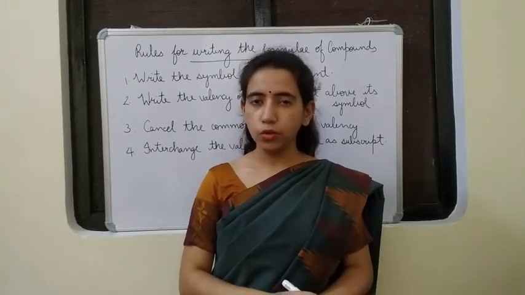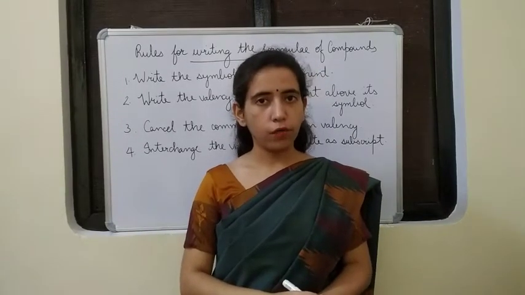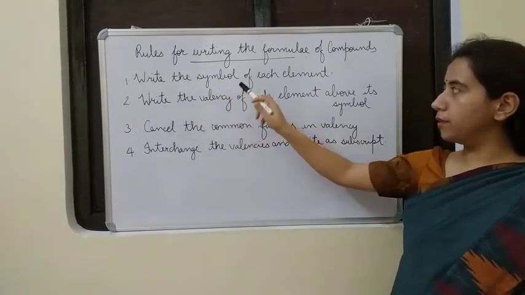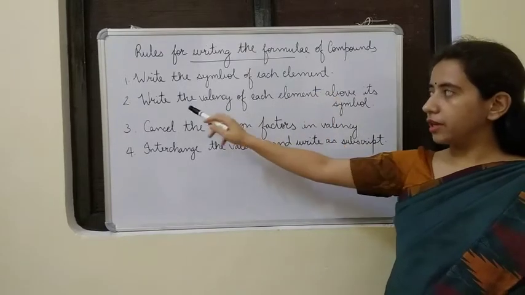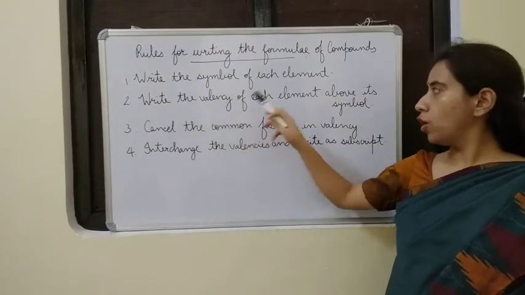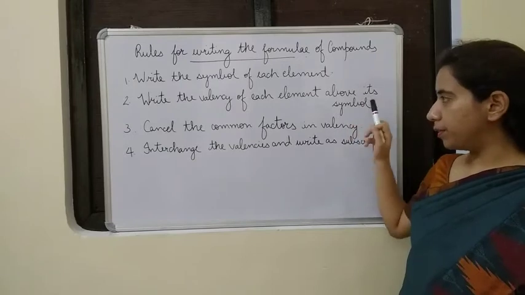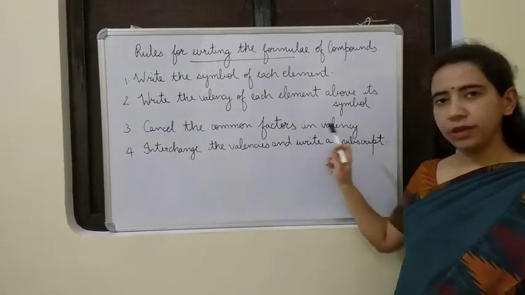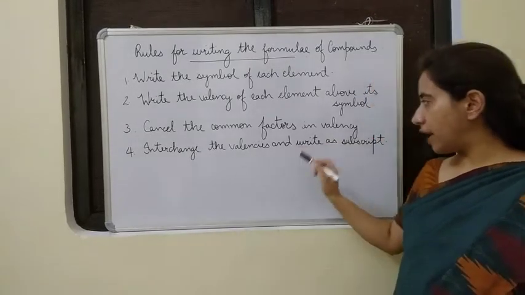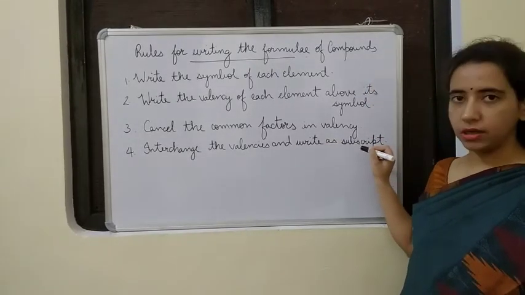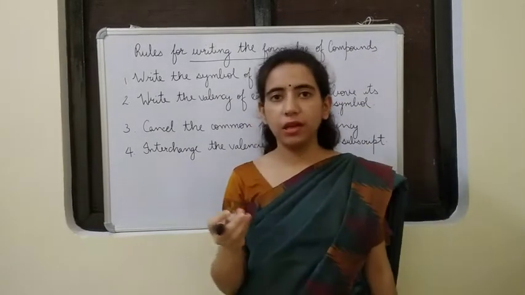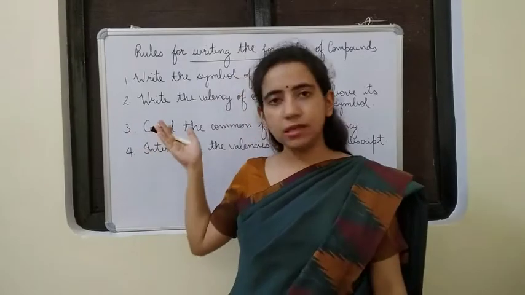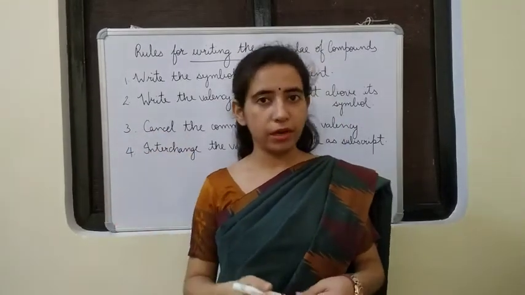Now we will see the rules for writing the formula of a compound. So here are the rules. The first one, write the symbol of each element. Second, write the valency of each element above its symbol. Third, cancel the common factors in valency. And fourth, interchange the valencies and write as subscript. In your book, the rules are given in a little different way, but I recommend you to follow these rules. These are simpler rules and you will understand better in this way.